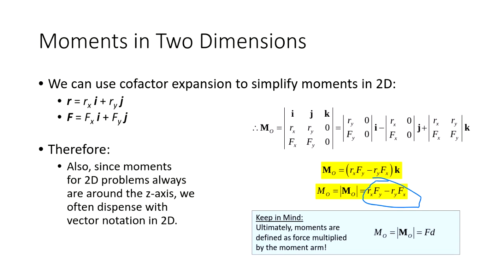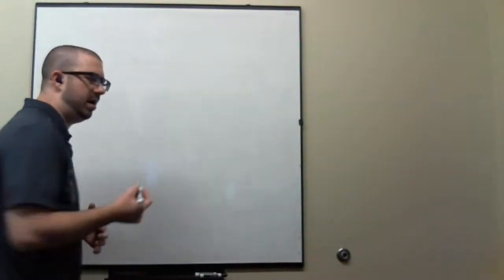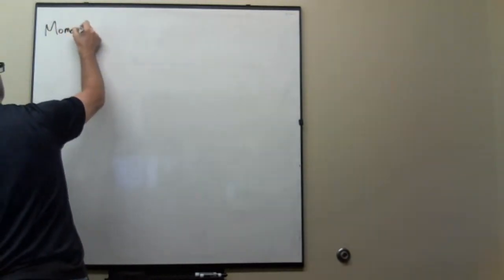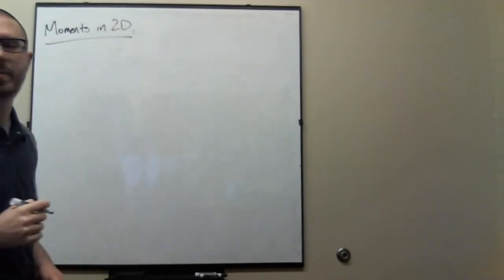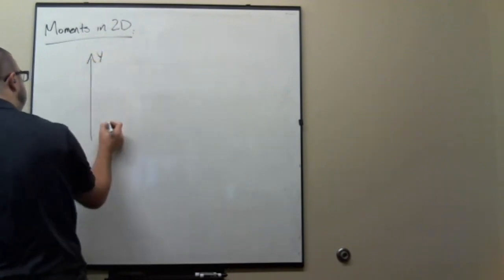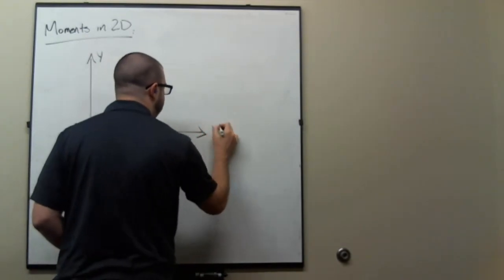Now, let's see if we can glean a little bit of understanding with this, and let's see if we can also tie that understanding to the example that we're about to do. So I want to talk about moments, and I want to talk about their sign convention. Okay, so moments in 2D, because I want to make a point about this. Okay, so let's say that this is the y-axis and this is the x-axis.